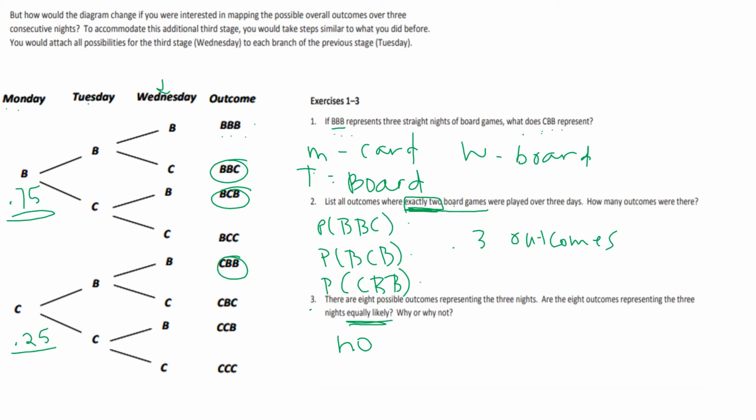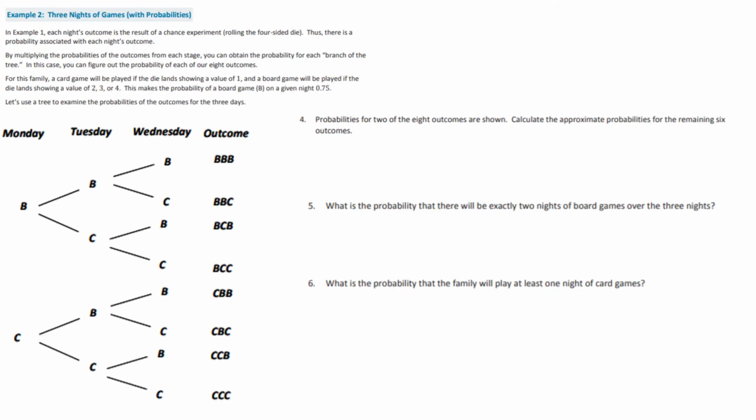So right here, if we have a B, and a B, 0.75 times 0.75 times 0.75, that's going to be different than 0.75 times 0.25 times 0.25. So they're not going to be equally likely. And why not is because they have a different likelihood of occurring in the first place. I'm not going to write that down because it's too long, so sorry. Moving on.